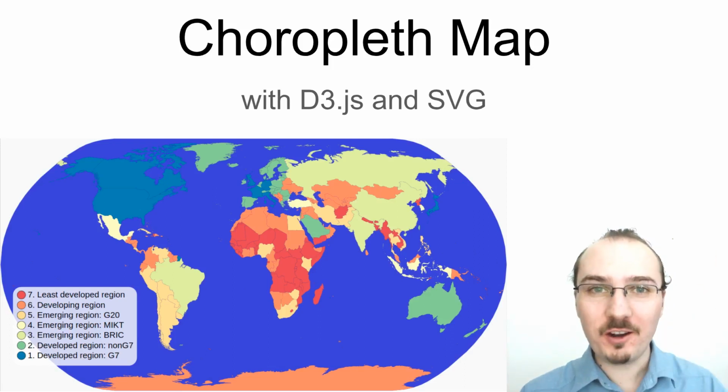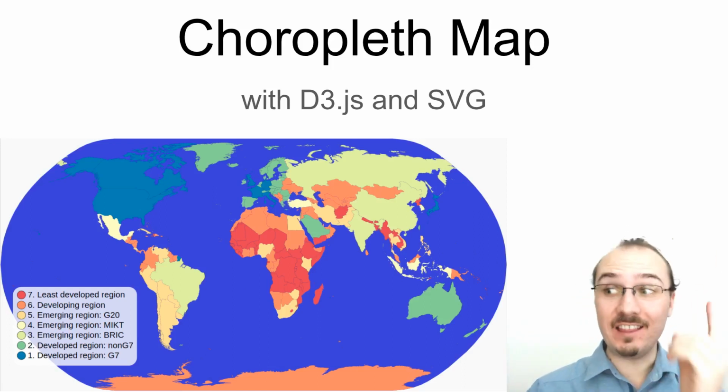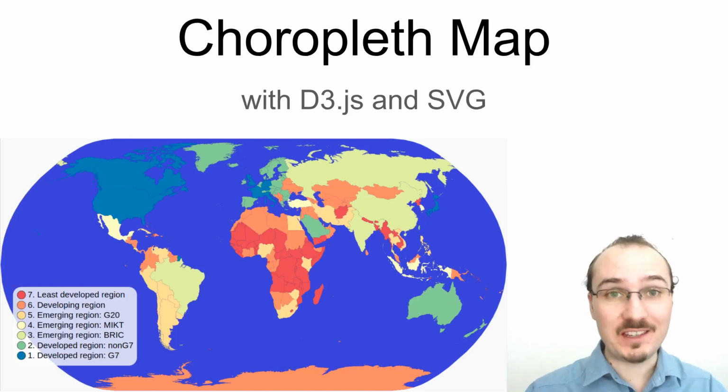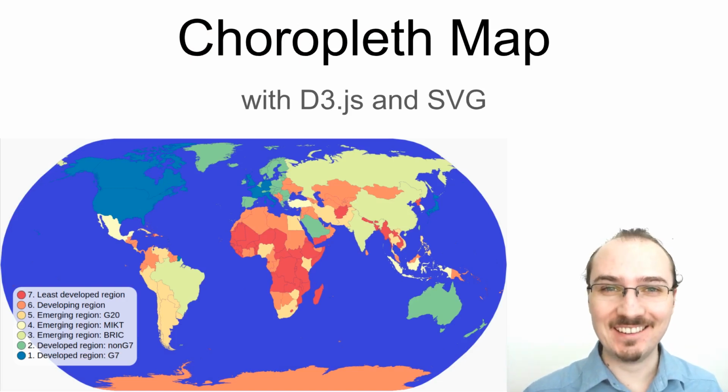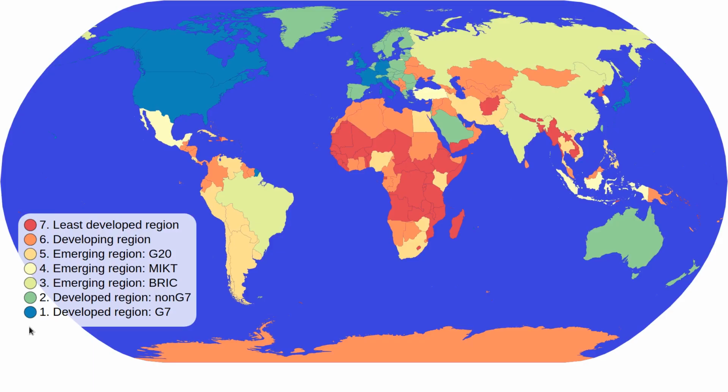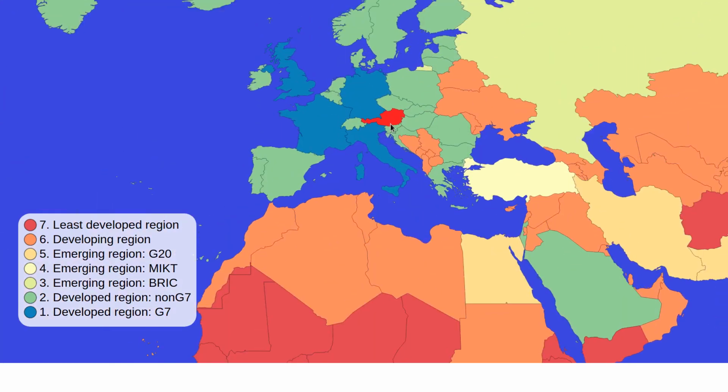Hello, Curran here. This video is all about making this Choropleth map with D3 and SVG. This is the Choropleth map we're going to build in this video. The color shows different categories of development, from developed region in G7 to least developed region. It also has tooltips, so you can hover and see what category a given country is in, and it also has panning and zooming.